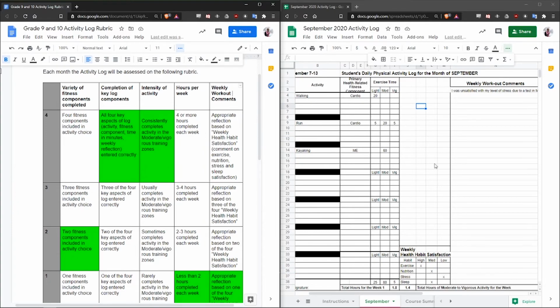Okay, so you can see that this log here, entered as is, would receive a 12 out of 20 based on the rubric. If you have any questions throughout the semester, please speak to your phys ed teacher. They can clarify any of the details regarding the rubric, but it is important that you try and be active roughly 4 hours a week and then reflect on those hours appropriately.